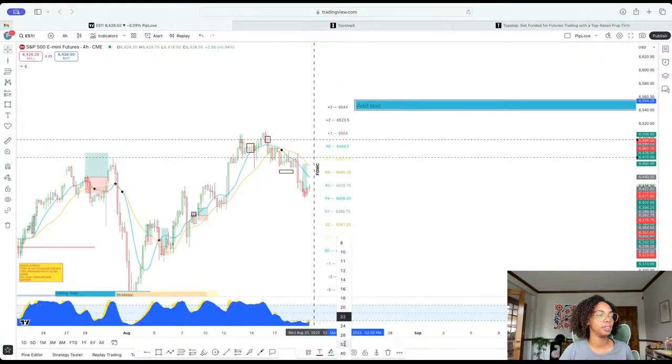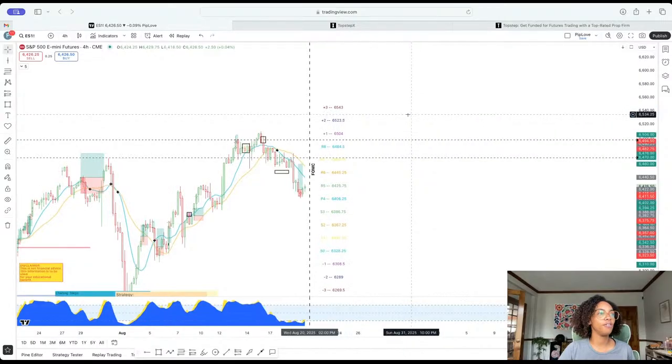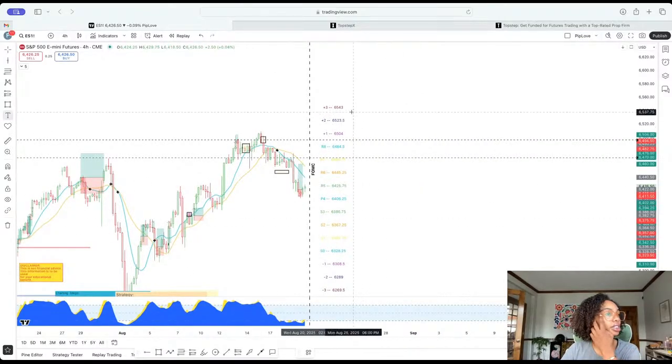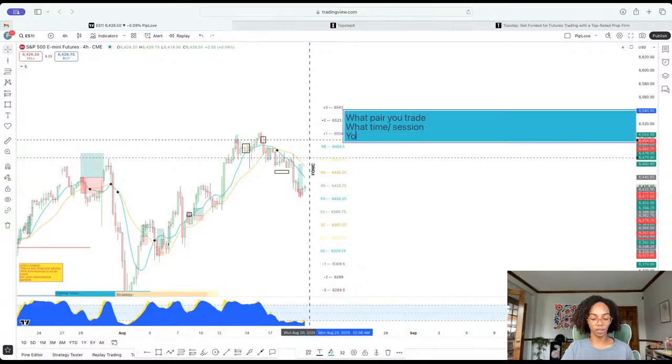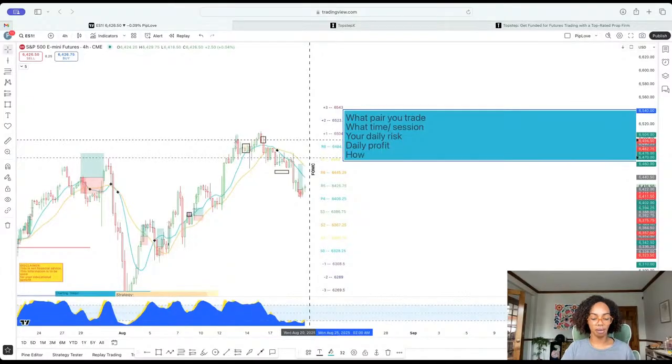All right. So you first have to figure out a couple different things. You need to find out what pair you trade, what time, during what session. You want to know your daily risk. We know the max risk is $2,000. And then you want to know your daily profit. And then how many days a week are you trading?